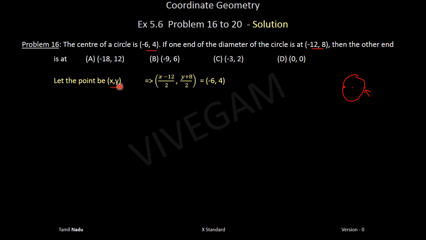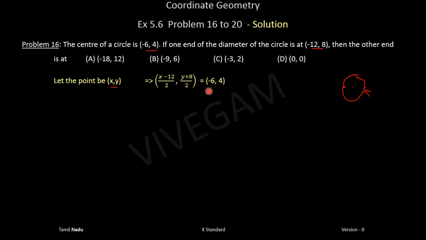What is the midpoint formula? It is x1 plus x2 by 2, y1 plus y2 by 2. So the midpoint of x, y, let's say this point, and minus 12, 8, this point, and the center is here, that is minus 6, 4. So x1 plus x2 by 2 is x plus minus 12 by 2, and y1 plus y2, y2 is 8, so y plus 8 by 2, is the midpoint of these 2 points, which is nothing but the center, minus 6, 4.